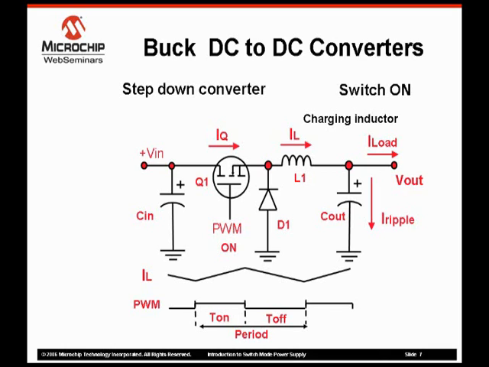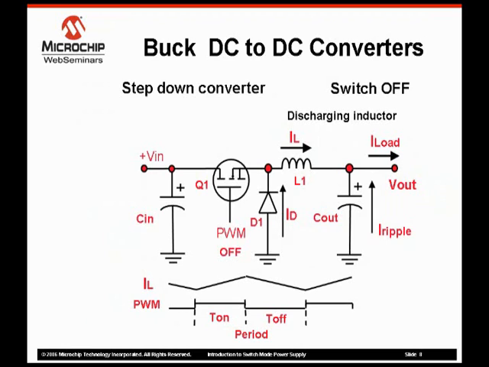A control circuit, not shown here, monitors the output voltage, and when the output voltage reaches the desired value, the PWM signal is deasserted. Note that the frequency of the PWM signal must be high enough to ensure that the current through the inductor L1 does not become too large.